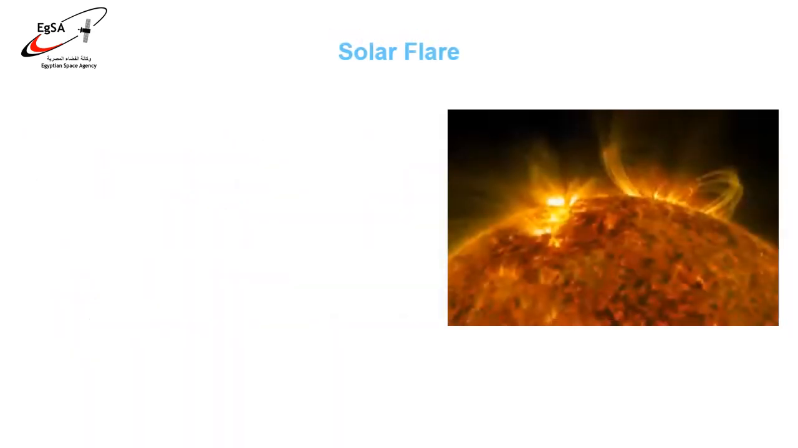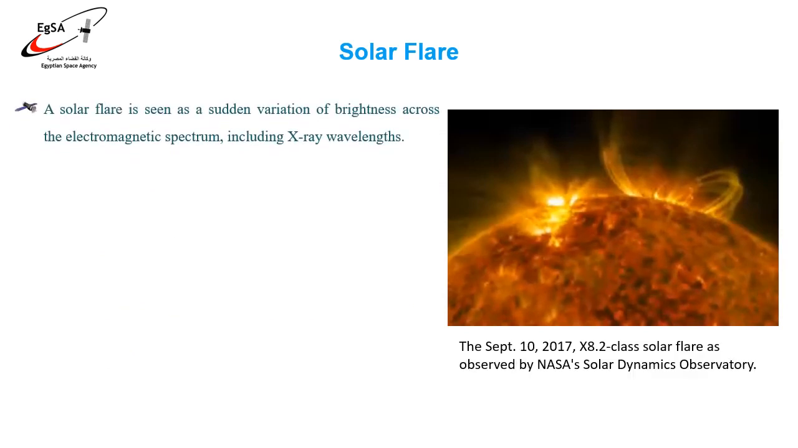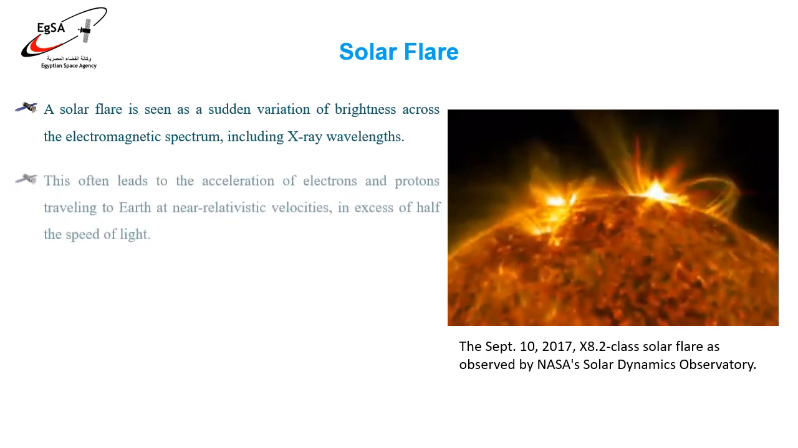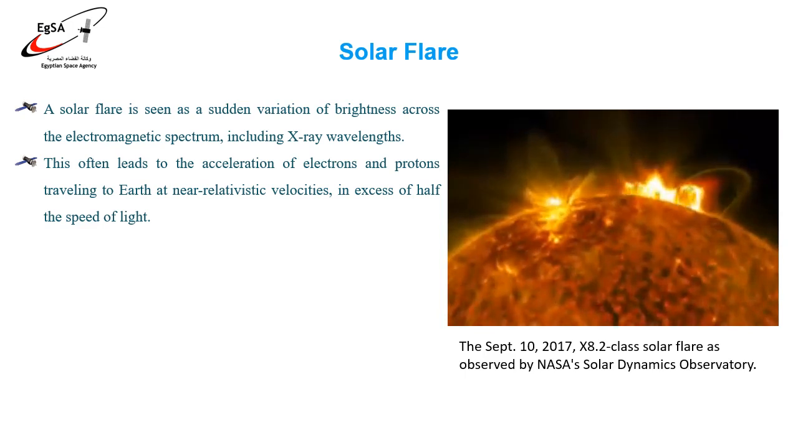The second type of solar activity is solar flare. A solar flare is seen as a sudden variation of brightness across the electromagnetic spectrum, including X-ray wavelengths. This often leads to the acceleration of electrons and protons traveling to Earth at near relativistic velocities in excess of half the speed of light.